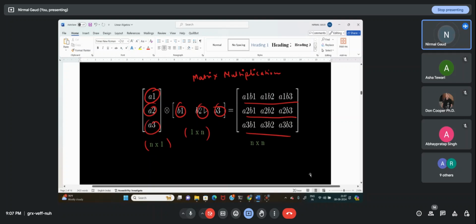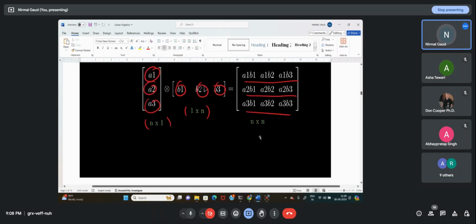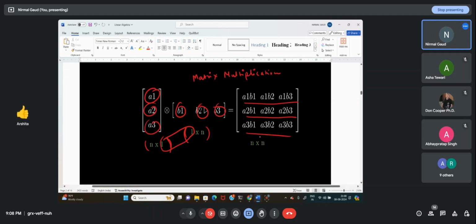If you want to check separately, here also you have to match the property. See, n cross 1 and 1 cross n. This should match. If this matches, then only the multiplication is performed. And how is it performed? We took this one element and multiplied it by this, and this. Then I took this element, multiplied by them, and so on.